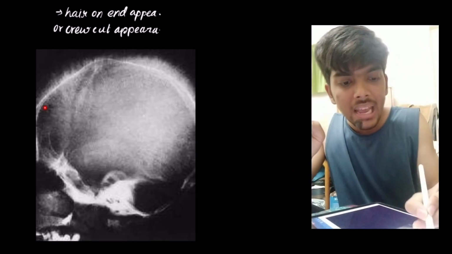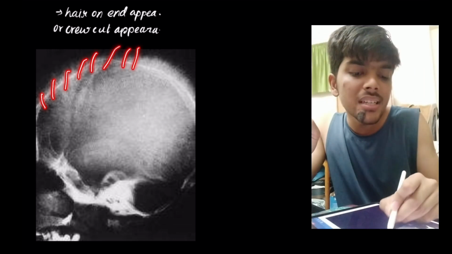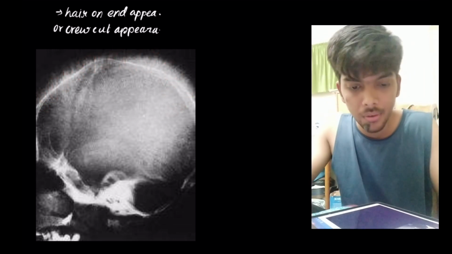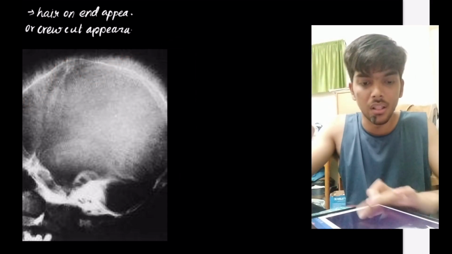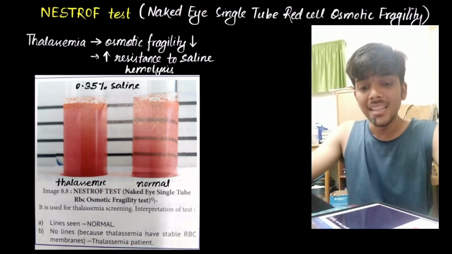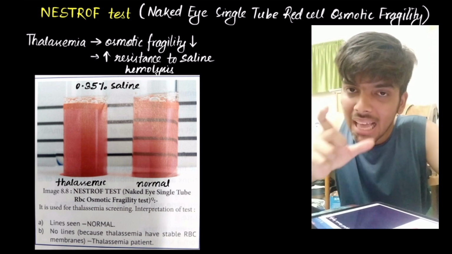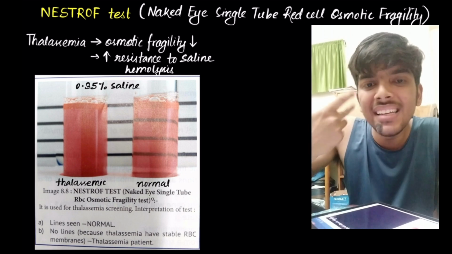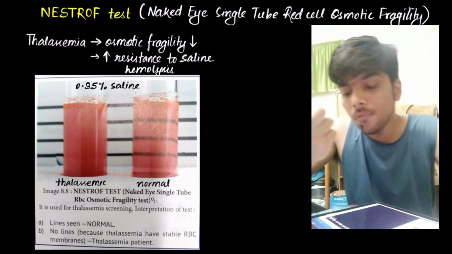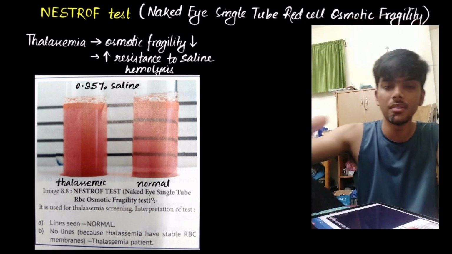If you look in the X-ray, you will also be able to find hair-on-end appearance. It seems as if hair has grown out of the skull. Why does this happen? It happens due to the widening of the diploe of the skull. Okay, there is a test for beta-thalassemia major, and this test is called the NESTROFT test. But what exactly is it testing for? It is testing for the osmotic fragility of the cell.